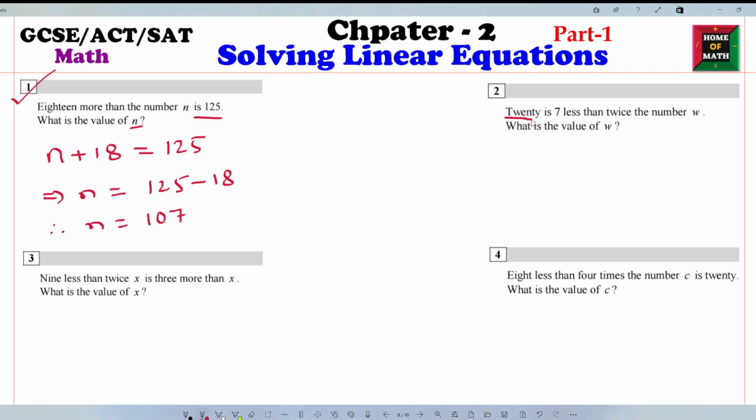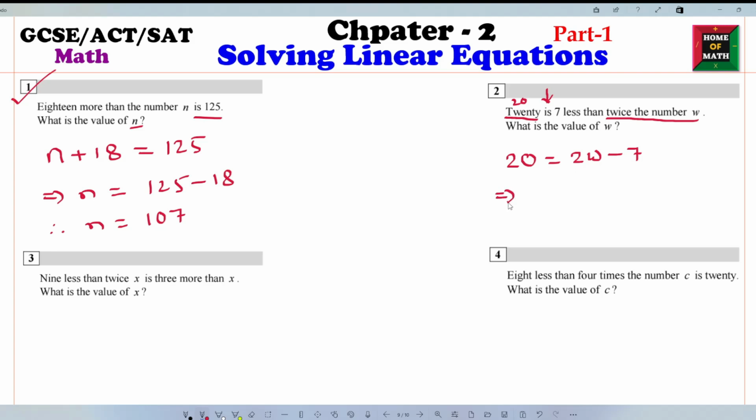Second, question 2. 20 is 7 less than twice the number w. What is the value of w? So look, 20 equals 7 less than twice the number w. Twice w means 2w, and 7 less means minus 7. So 2w minus 7 equals 20. So we have to find the value of w.